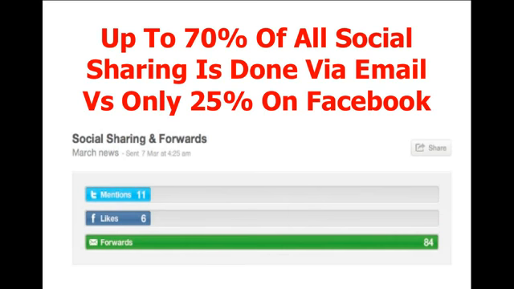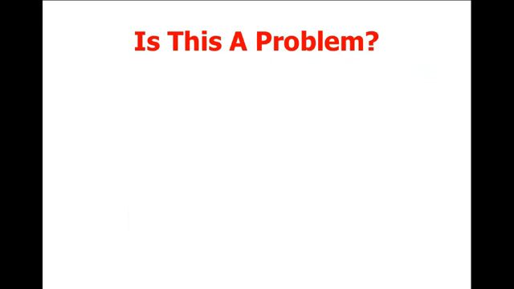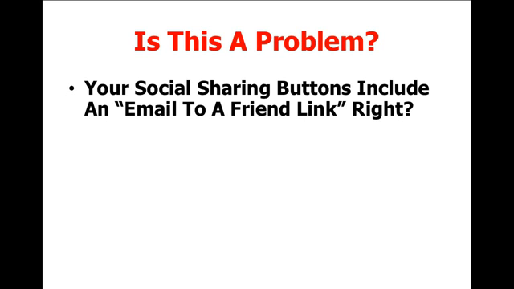And what we see here is a screenshot of one of our campaigns, and there was a link to share the content, and they could choose between Twitter, Facebook, and forwarding it to a friend via email. And as you can see, email was the overwhelming winner. Is this a problem? Your social sharing buttons include an email to friend link, right?